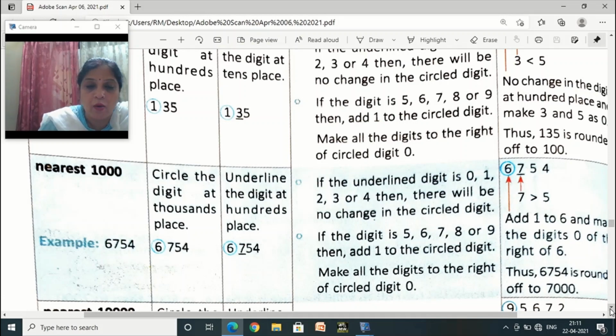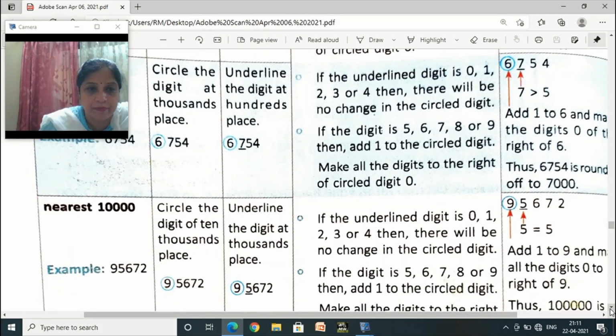Now we will follow nearest 10,000. How are we going to do it? The same steps we will follow. Circle the digit of 10,000's place. Suppose the number given is 95,672, that is 95672. So what we will do? Circle the digit of 10,000's place, that is you circle the digit 9. Then underline the digit at thousands place. What is the thousands digit here? 5.